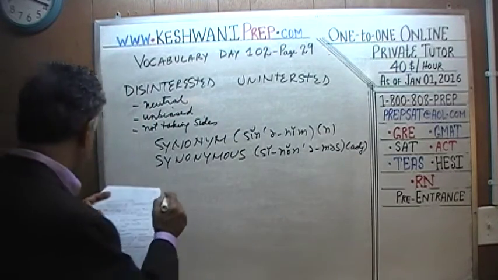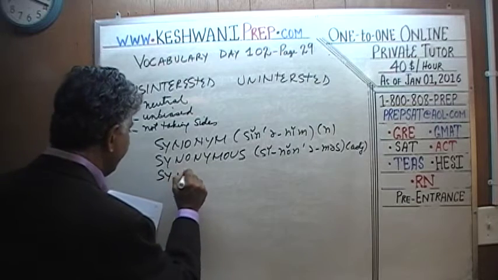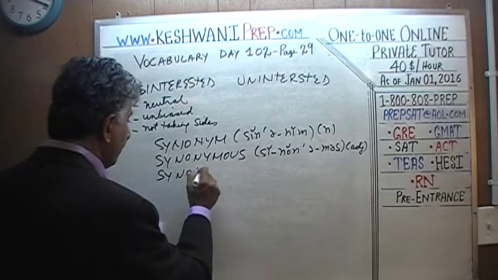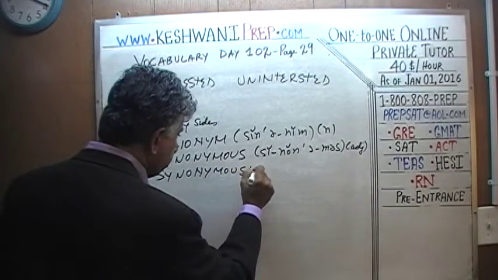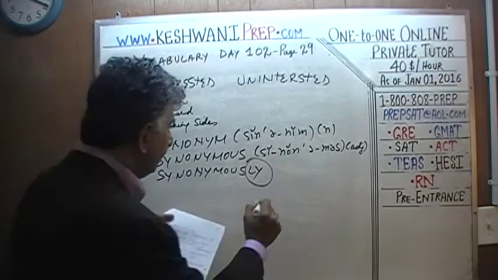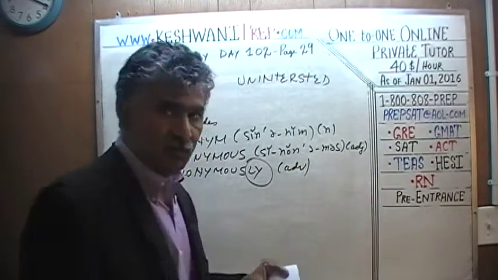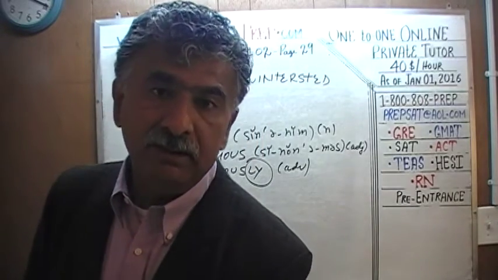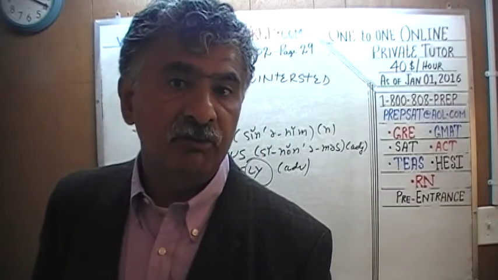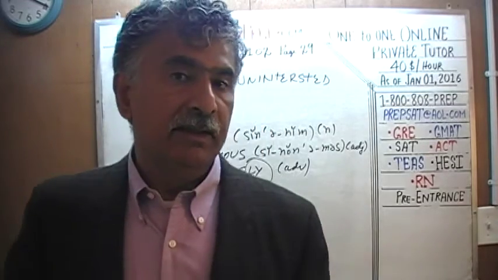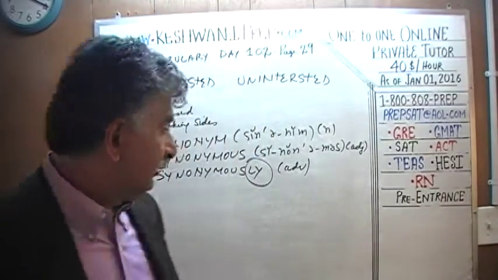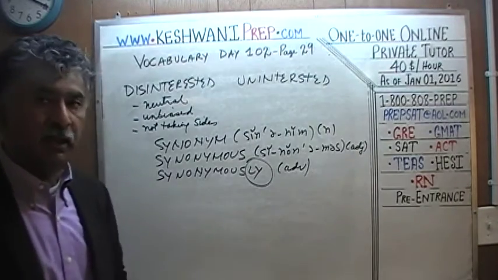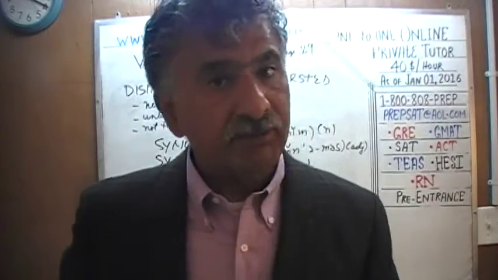They are not to be used. They are not synonyms. Disinterested and uninterested are not synonyms. They do not mean the same thing. Uninterested means you are not interested. Disinterested means you are unbiased and neutral. They are not synonyms. They are not to be used synonymously, because they are not synonyms.